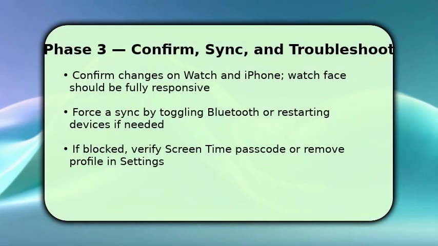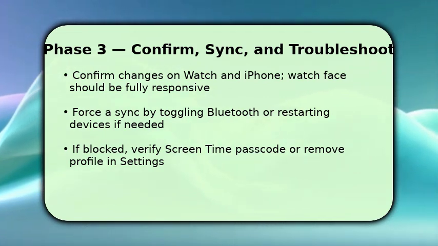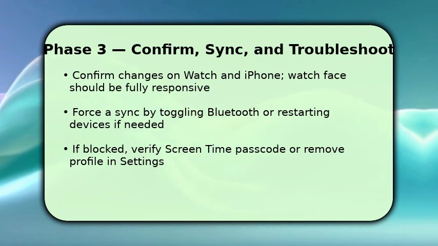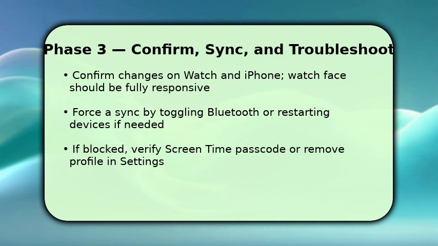Finish by confirming the change on both devices. The watch should no longer show downtime prompts. If it still behaves as if restricted, make sure Bluetooth is on and the devices are near each other, then force a sync by restarting the watch or toggling Bluetooth.